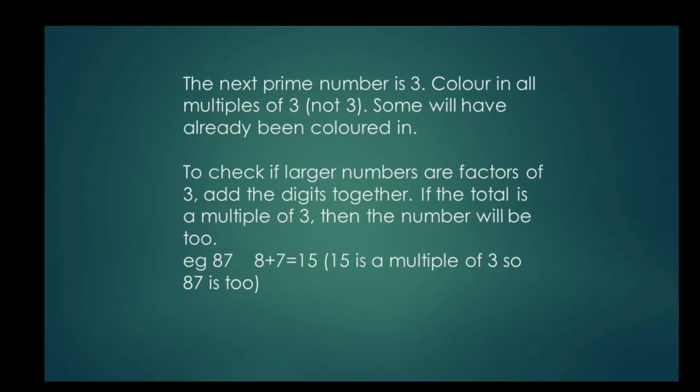The next prime number is 3. Color in all the multiples of 3. To check if larger numbers are multiples of 3, add the digits together. If the total is a multiple of 3, then the number is a multiple of 3.